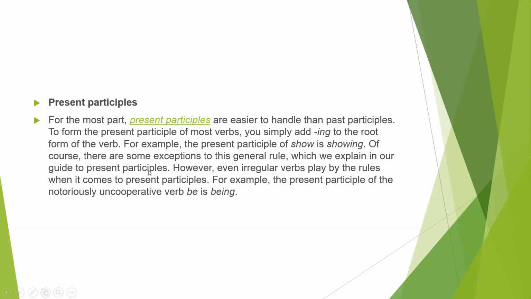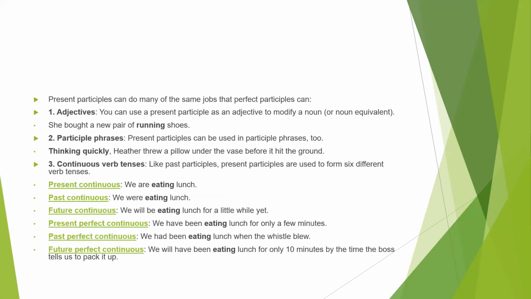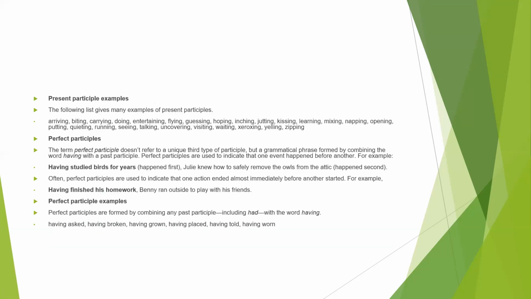These are some examples. Present participles are easier to handle than the past participles. Adjectives: you can use a present participle as an adjective to modify a noun. Participle phrases, continuous verb tense: we are eating lunch, you were eating lunch, we will be eating lunch, we have been eating lunch, we had been eating lunch. Present participle: arriving, being, carrying. Perfect participle: having studied, having finished.